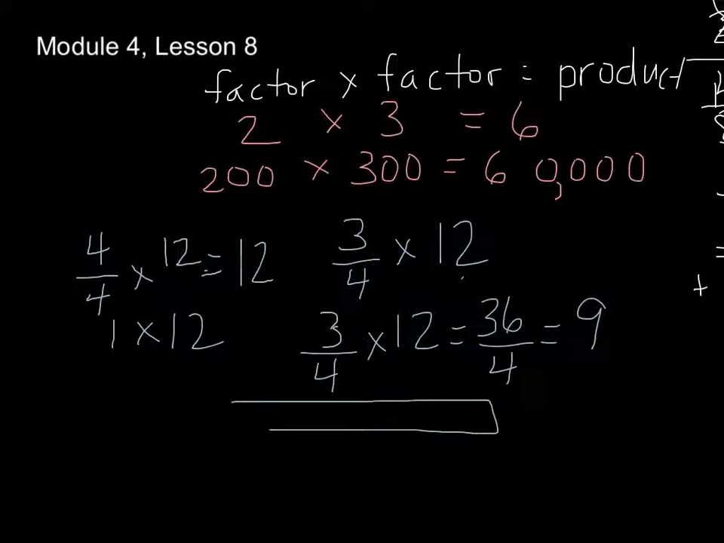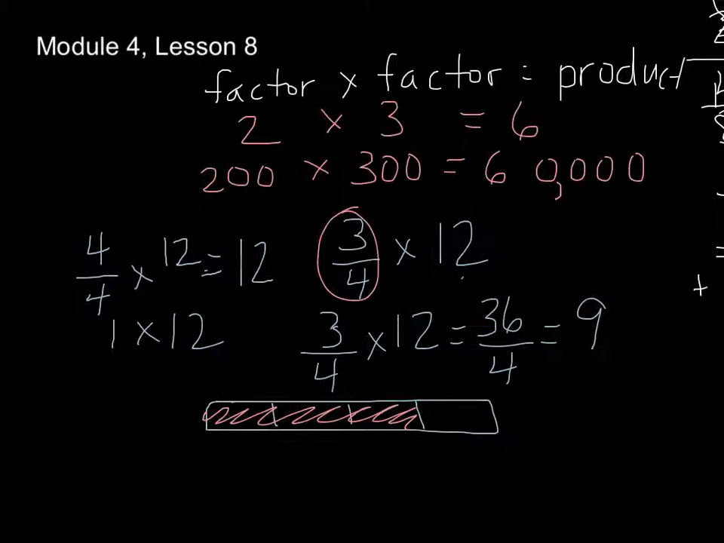I could also think of it this way. Say this is 12. I'm dividing it into fourths. I'm only looking at 3/4. So it's got to be less than my whole thing. When I had a fraction equal to 1, my product was equal to the other factor. Now I've got a fraction that's less than 1, 3/4 less than the whole, so my product is less than my other factor. But is that always the case?